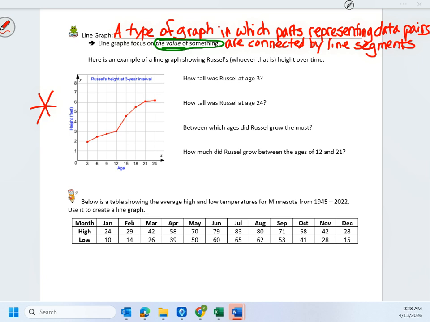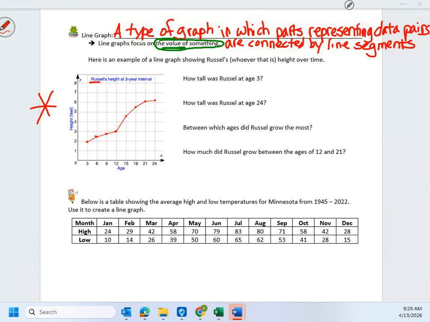Schultz created, not a real person. You will notice that we have those data points that are connected. It is not a line that extends on forever. There's no arrow. It's just connecting those points into those segments. So we use this information to answer our questions.